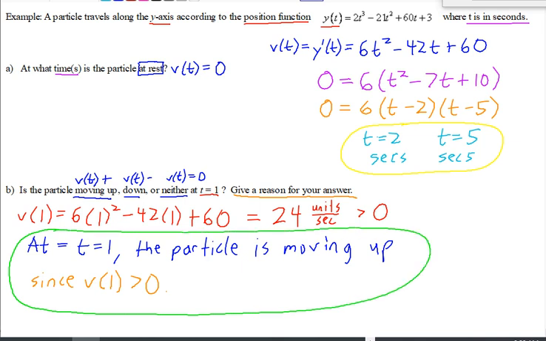All right. Take a look at the next part of this one.